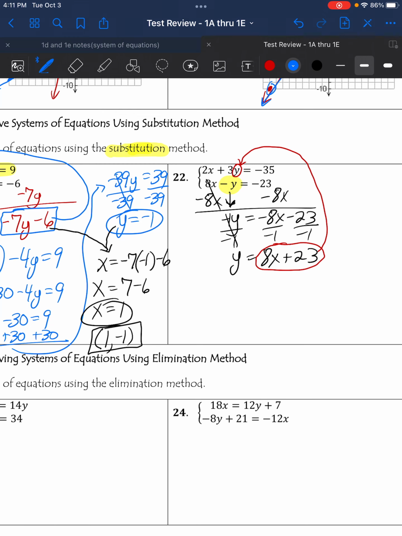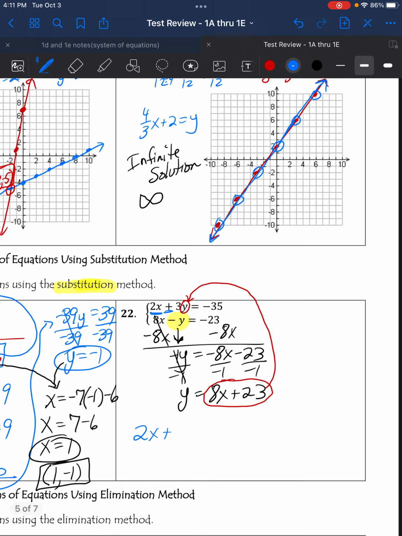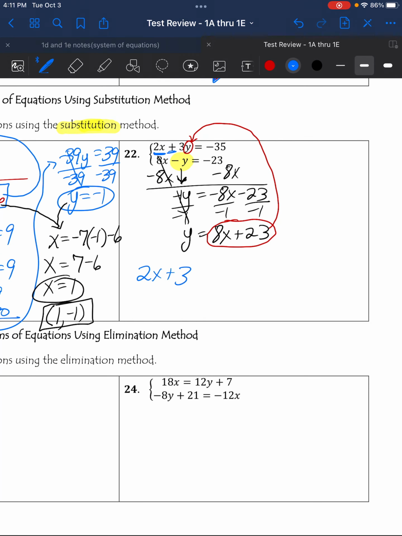So when we replace it, we're going to get 2x from up here plus, from here, 3 times (8x plus 23) equals negative 35. All right, let's distribute to get rid of the parentheses. So the 2x comes down. 3 times 8x is 24x. 3 times 23 is 69.